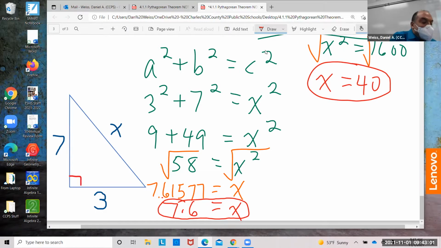This is how you do it. Okay, easy, right? You have a Delta Math assignment called the Pythagorean Theorem. Easy, please. You have 18 minutes. You have 18 minutes, please.